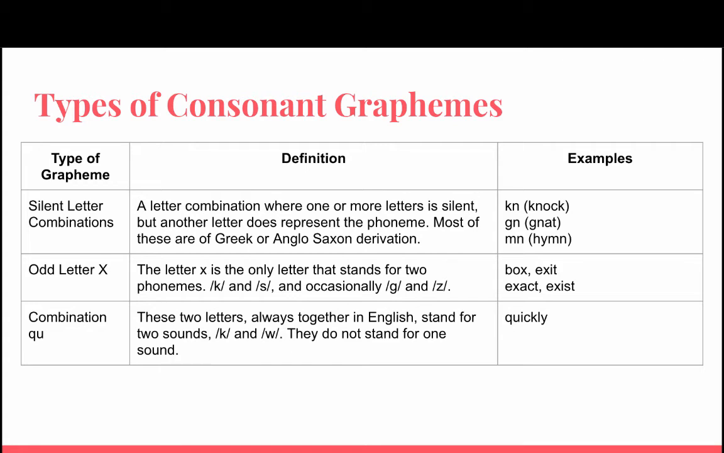The combination QU. These two letters are always together in English, and they stand for two sounds, k and w. They do not stand for one sound. So, for example, in the word quickly, Q and U stand for the sounds k, w.